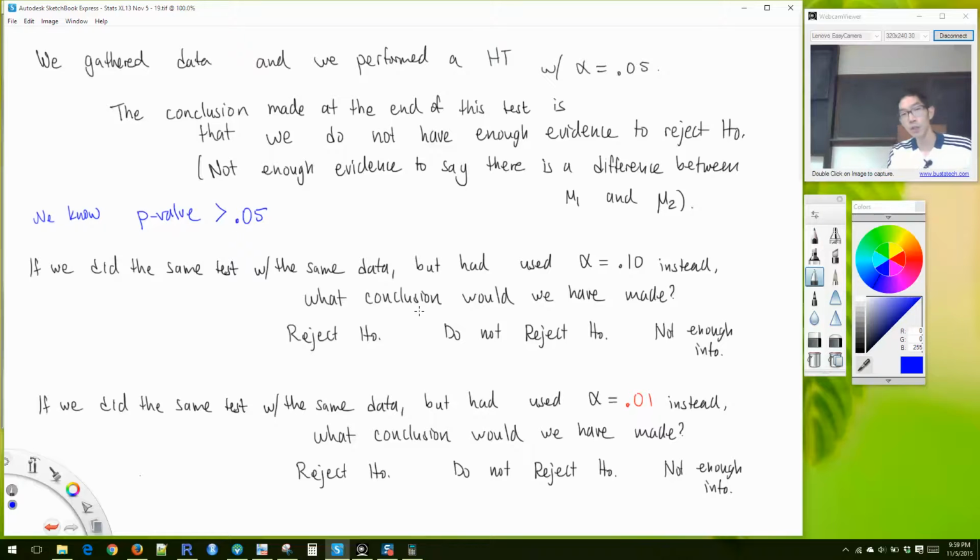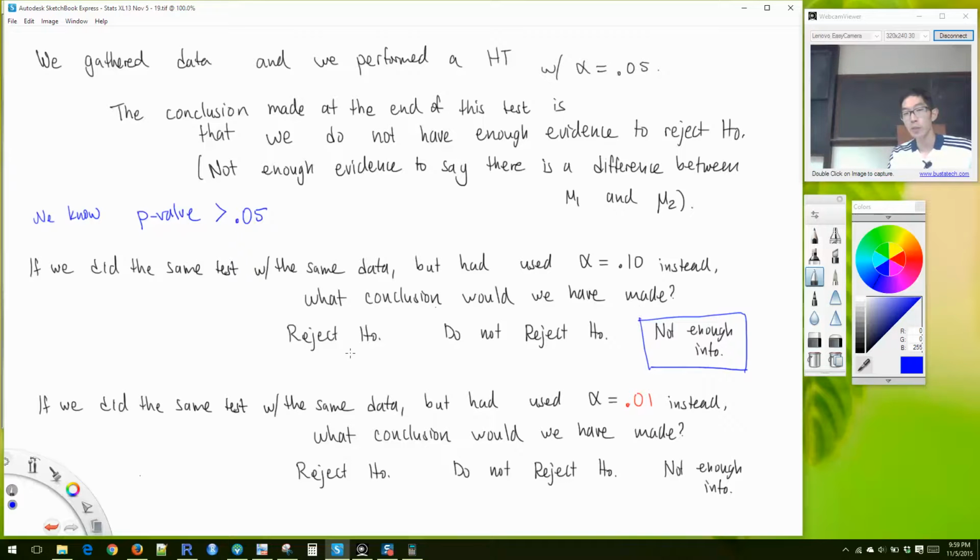Okay, so if we know our p-value is greater than 0.05, if we conducted the same test again with the same data, we would come to the same p-value at the end. And if we compare that same p-value to alpha equal to 0.10, is that p-value bigger than 0.10, smaller than 0.10, or we don't know? Here we don't know, so here we write not enough info, because we don't know if our p-value is bigger or smaller than 0.10.